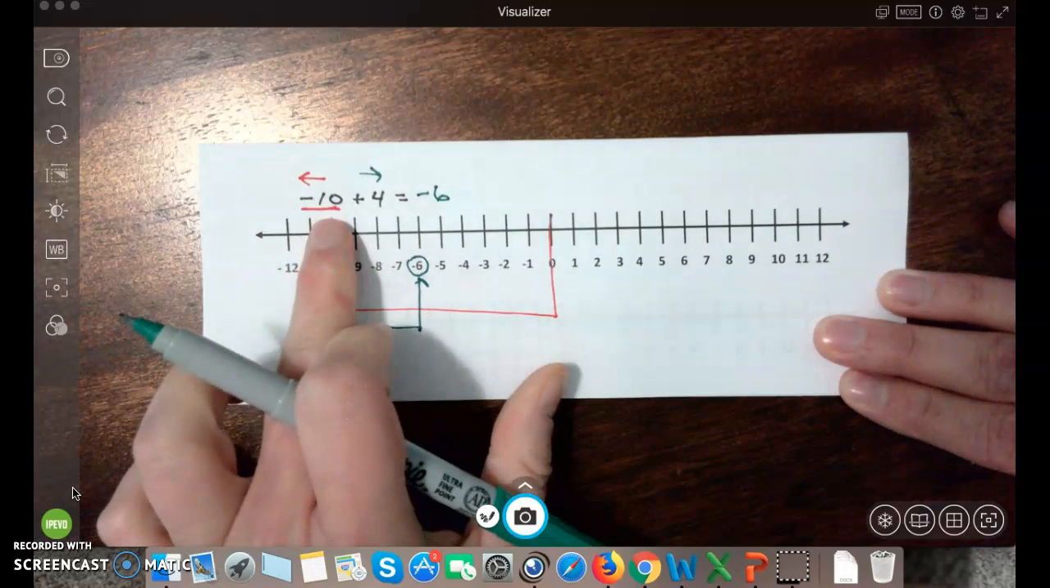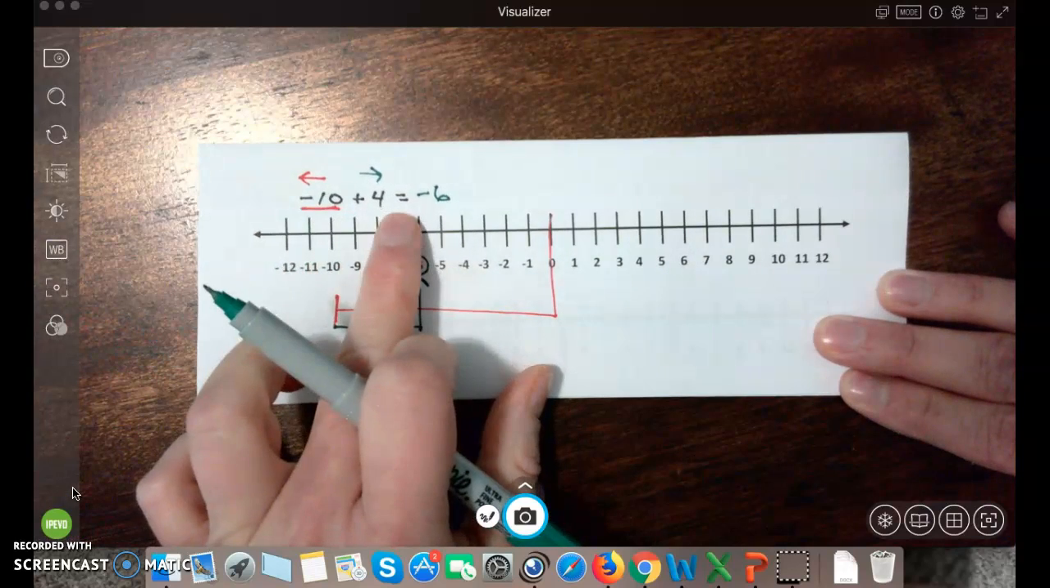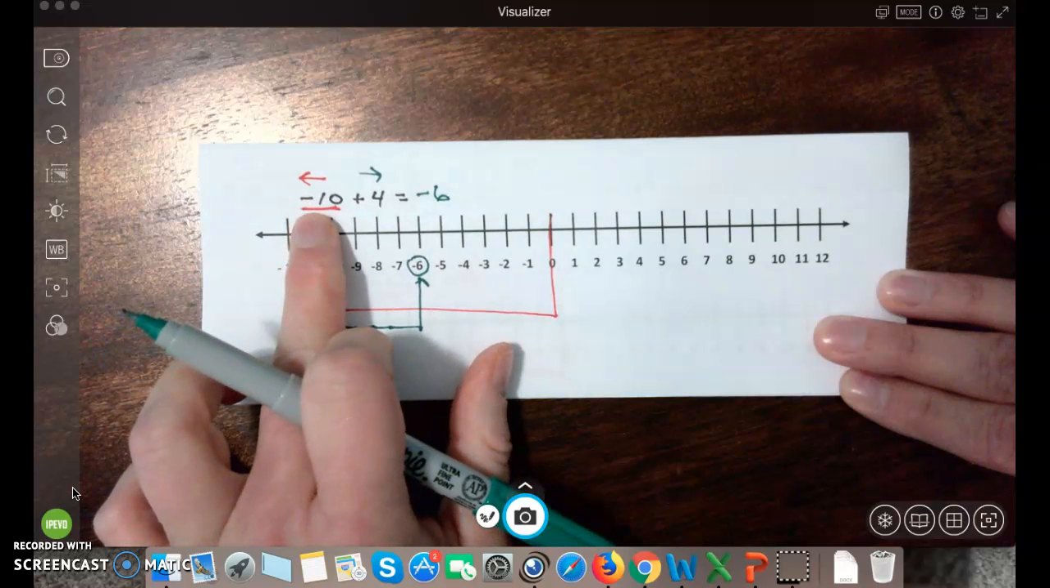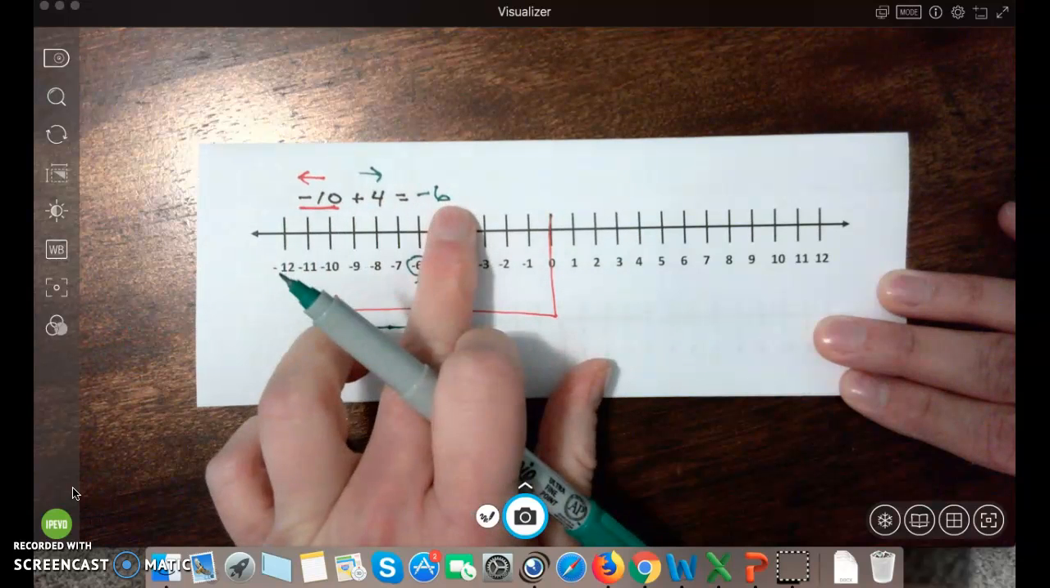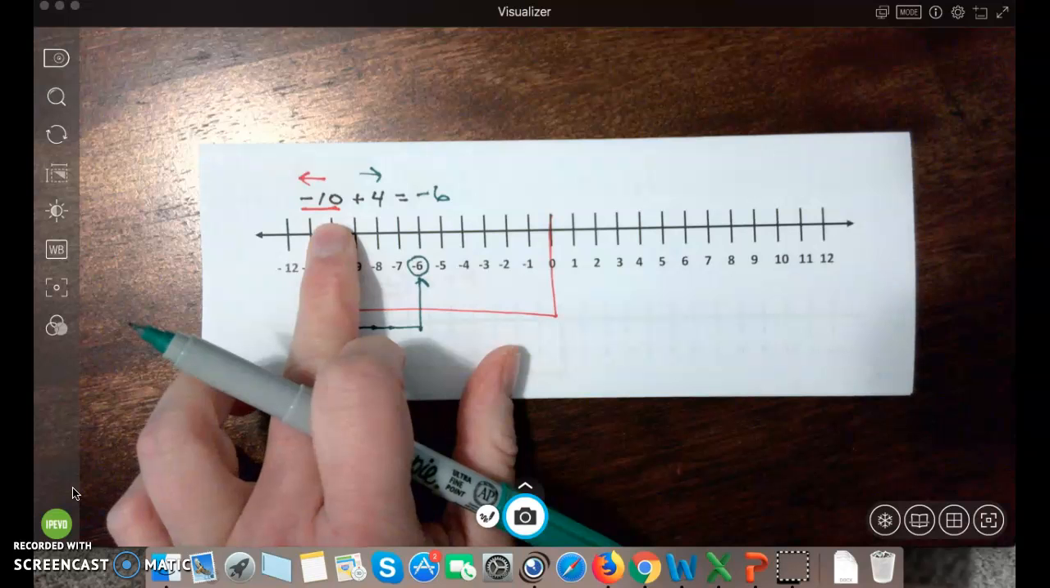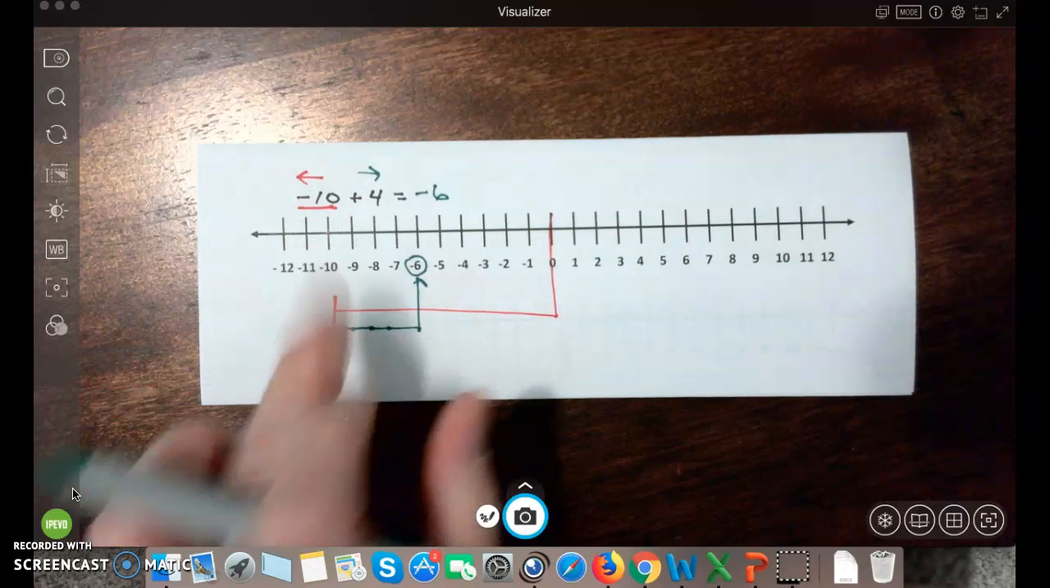And again, signs are different. One negative number, one positive number. We are subtracting 10 minus 4 to get our 6. And because we had more negatives than we did positive, the answer is going to be negative.